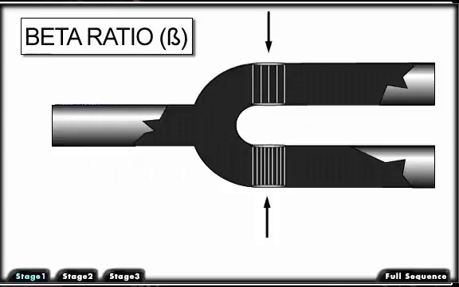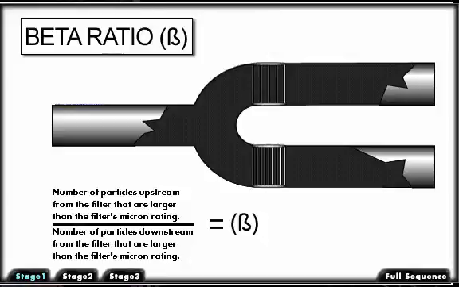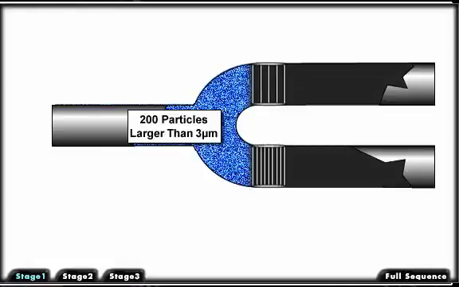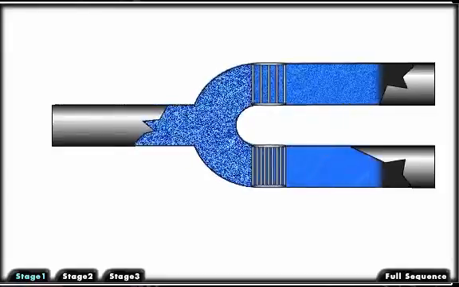Filtration devices are used to filter particles out of the system's fluid. A filter's efficiency is rated with a beta ratio. The beta ratio is the number of particles upstream from the filter that are larger than the filter's micron rating, divided by the number of particles downstream larger than the filter's micron rating. In this example, there are 200 particles upstream which are larger than 3 microns. These flow up to and through the filters.